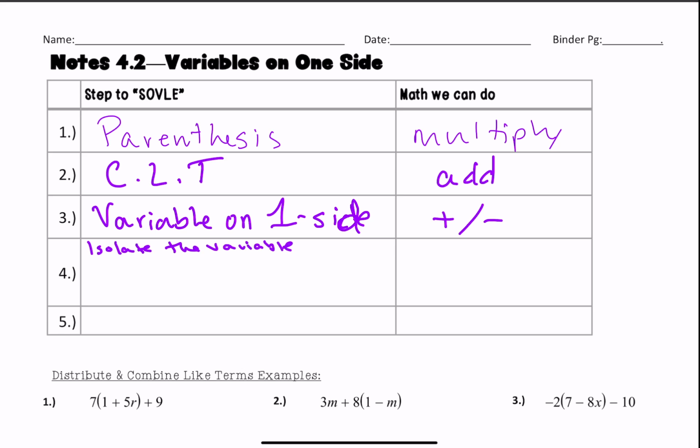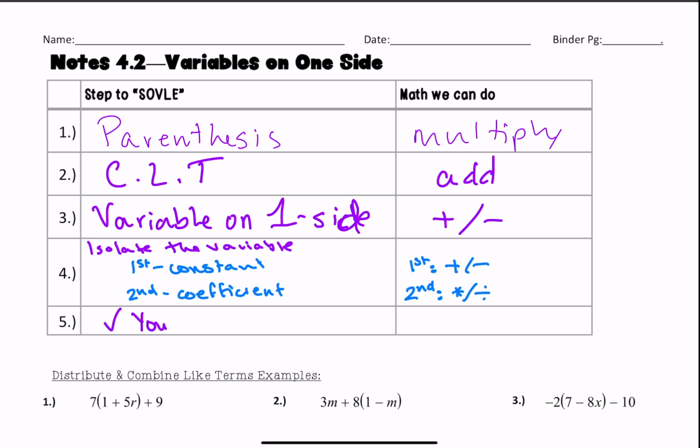but this is a two-part problem, okay? First, you deal with the constant. Second, you'll deal with the coefficient. If you deal with the constant, your options are to add or subtract. If you're dealing with the coefficient, your options are to multiply or divide. And then last on this list is to check your work, which we haven't really been doing, but we'll probably do in the next day or two. And this is going to be all the math.